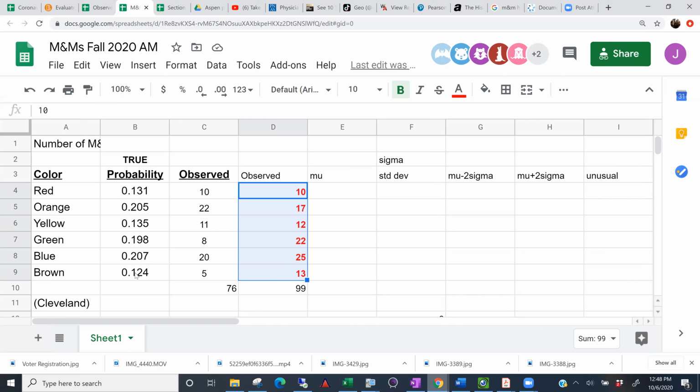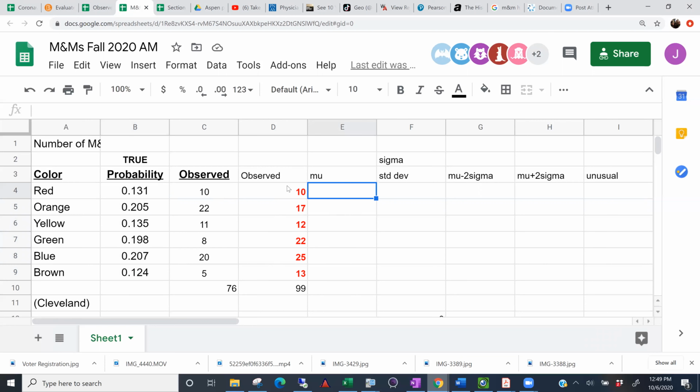Now, M&Ms are made in two different plants around the country. There's one in Hackettstown, New Jersey, and one in Cleveland, Tennessee. Now, the probabilities of the color distribution from the Hackettstown, New Jersey plant, which is what services us, are these. Statisticians love M&Ms. There's so much stuff about probabilities in M&Ms. So the distribution looks like this.